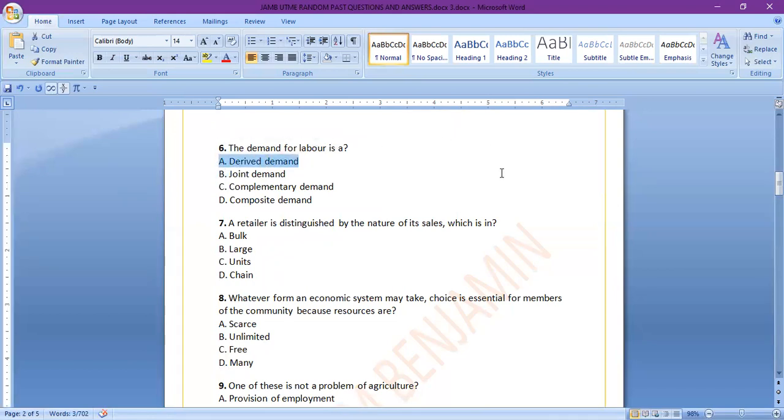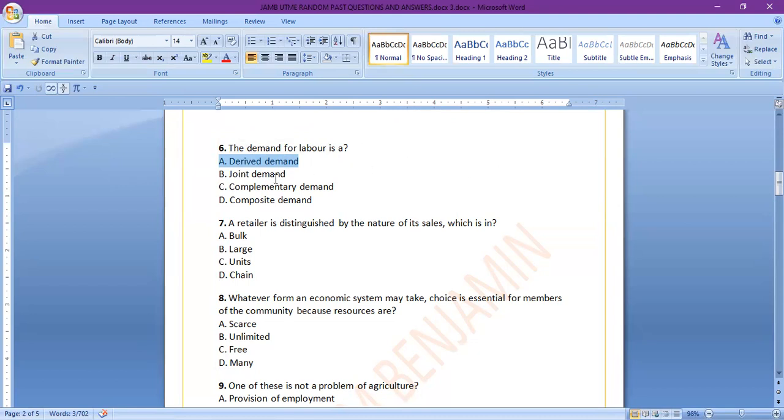It's a demand for something that you don't need for its own sake, but for the sake of what it can be used to produce. So when people are demanding labor, they are demanding it because of the service the labor is going to produce, but not basically because of the labor in itself. So the answer is A.